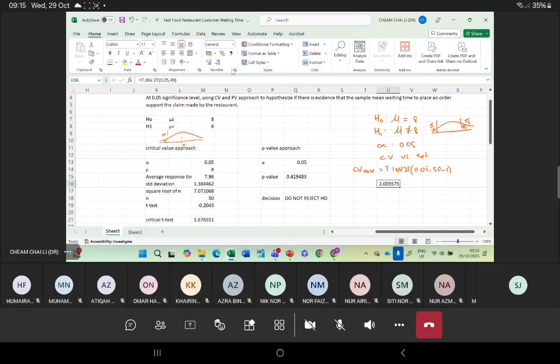So kalau saya nampak ini banyak decimal places, I just need to reduce it to 3 digits, right? 3 digits. Okay? So this is the critical value. So the formula is this. Yeah, you guna this formula.